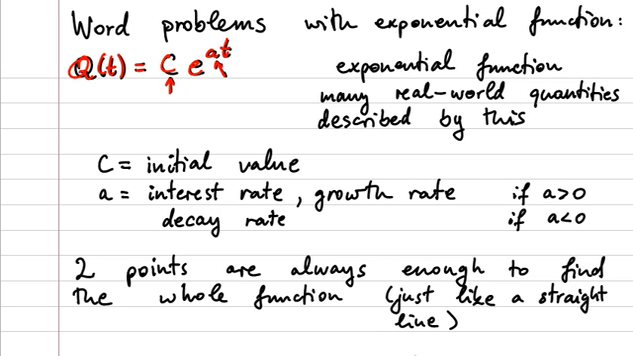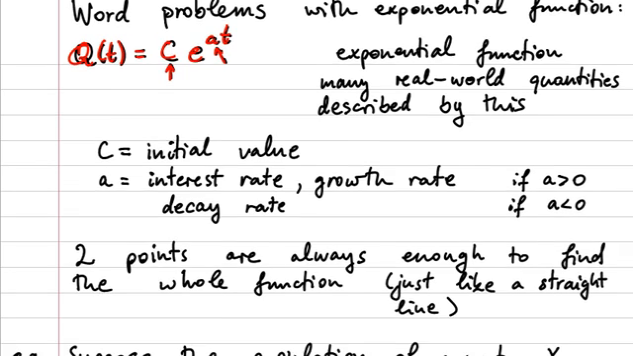In a word problem involving exponential functions, you will always have two measurements, and two measurements are enough to determine the whole function. Just like a straight line, because 2 points determine a straight line, 2 points also determine an exponential function passing through them. Let's see how.